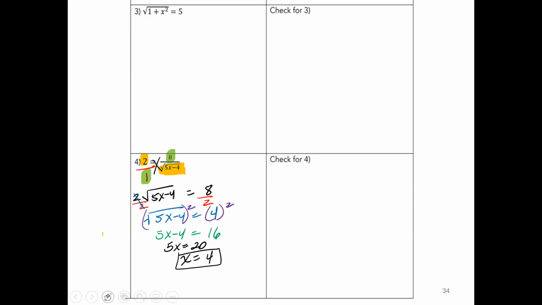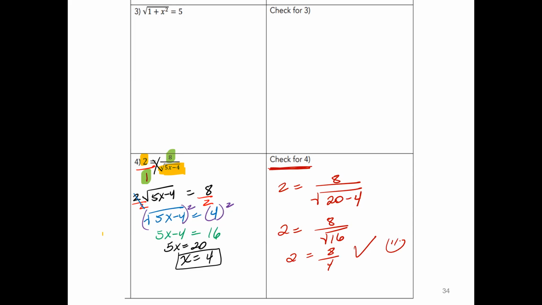So then we want to, of course, check your answer. When we check it, anytime you see an x in your equation, we're going to replace that with a 4. Well, you have the square root of 5x. So 5 times 4 is 20. 20 minus 4 is the square root of 16. You could probably just do this in your head. You know the square root of 16 is going to be 4. So does 8 divided by 4 equal 2? Yes, it does. And so you know that your answer is correct. And that's how you will solve for your square root.